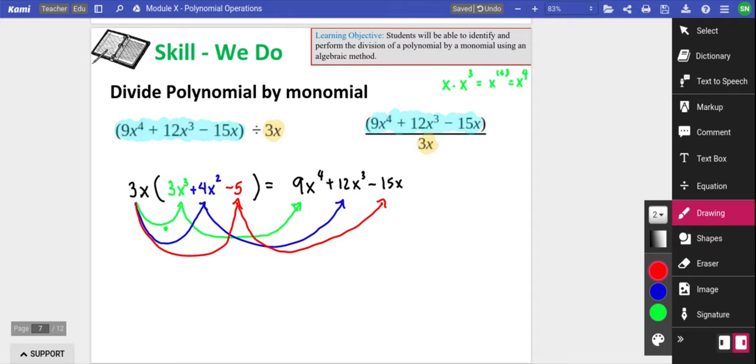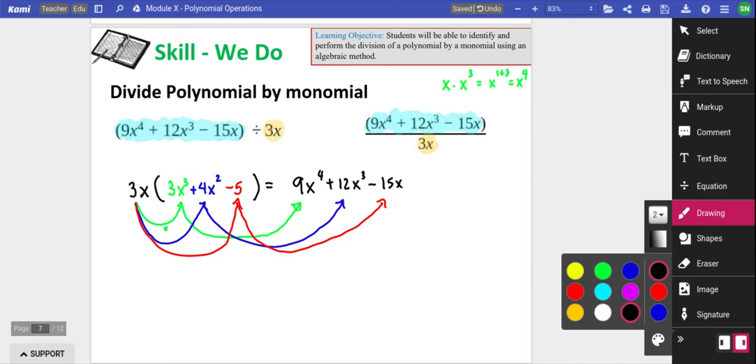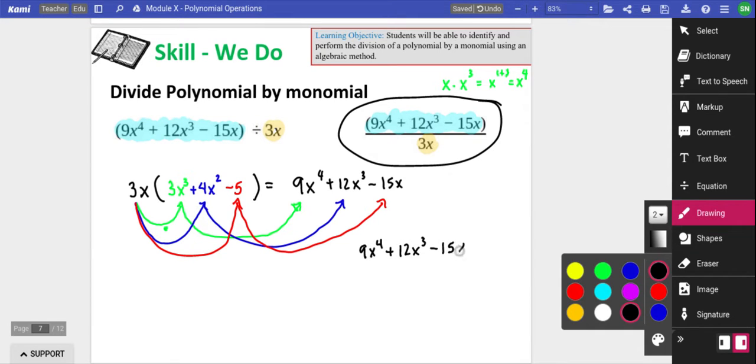Now, same problem, we will be using a different method. The first step is to rewrite the problem. I'll rewrite this: 9x to the fourth plus 12x cubed minus 15x. Instead of having one big fraction, we will divide each term by 3x. I got the 3x from here.